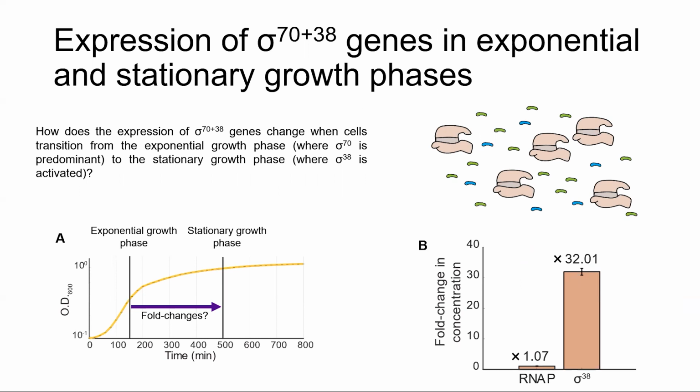To investigate this question, we assessed gene expression by flow cytometry and by RNA sequencing in the exponential and stationary phases, as seen in the two vertical lines in the growth curve depicted in A. As we can see from figure B, we found that the sigma 38 levels increase approximately 30 times when cells transition to the stationary phase, but RNAP levels remain approximately the same.